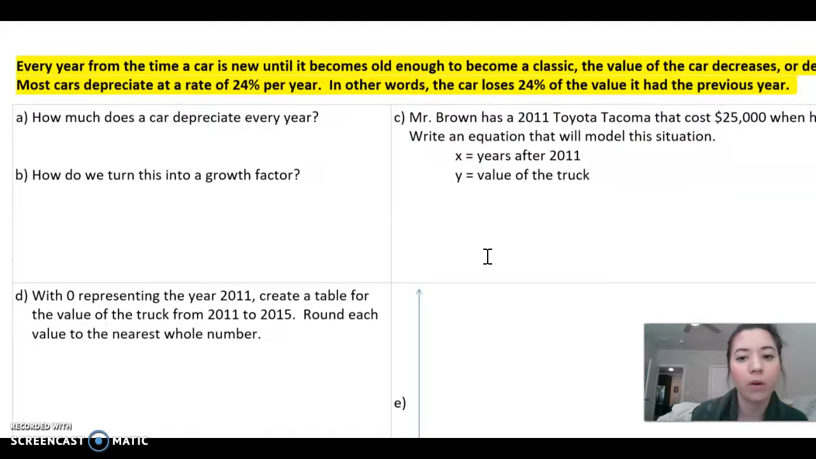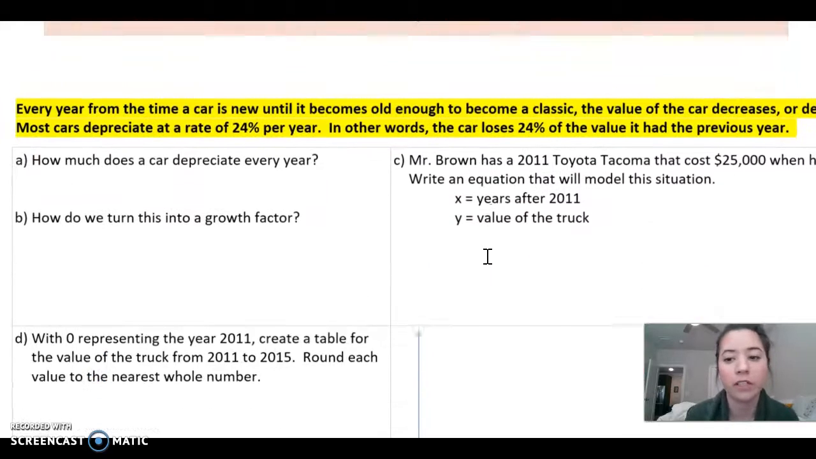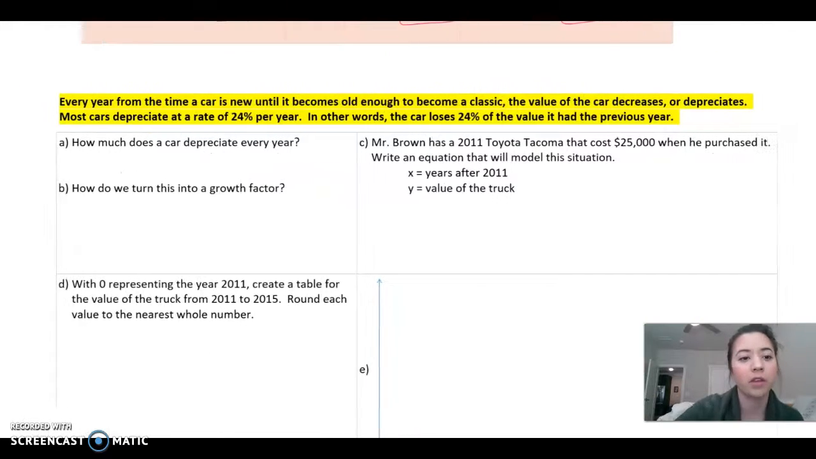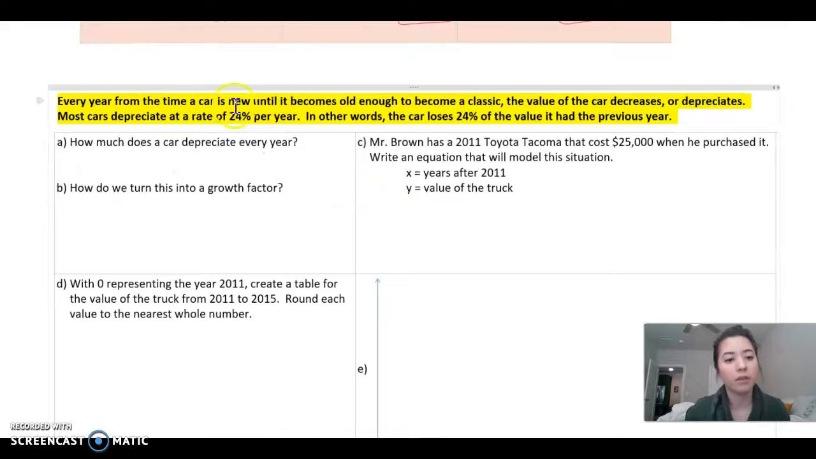But for now, we're going to move on down to this next problem here. Every year from the time a car is new until it becomes old enough to become a classic, the value of the car decreases or depreciates. Most cars depreciate at a rate of 24% per year.